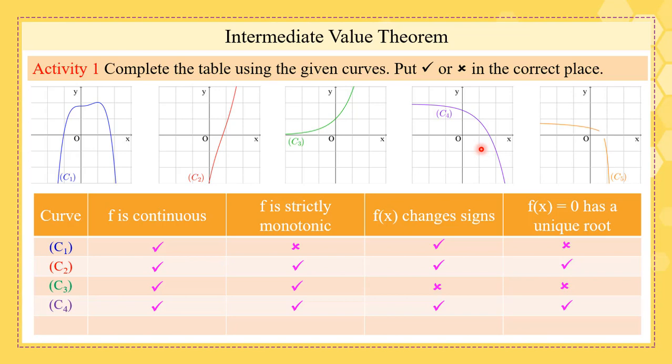And the fifth curve, which is C5: f is discontinuous somewhere here. It's decreasing on its domain of definition. It does change signs. It's positive, then it's negative, also on its domain of definition. Whereas f of x equals 0 doesn't have a unique root.